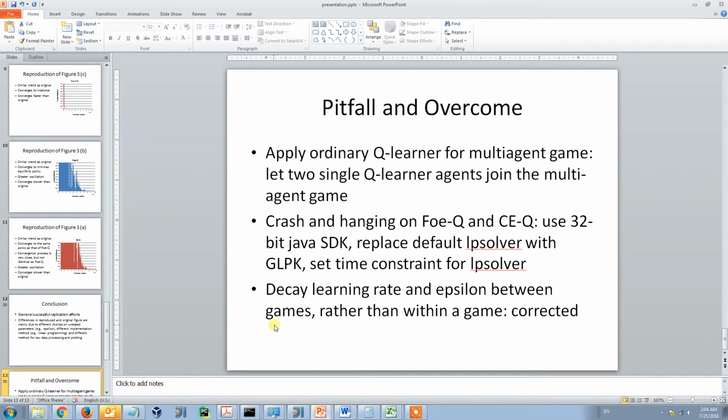Initially I made a mistake. I used the provided decay function for the learning rate within the game, which is not right, and later on I corrected it to decay the learning rate between the games.